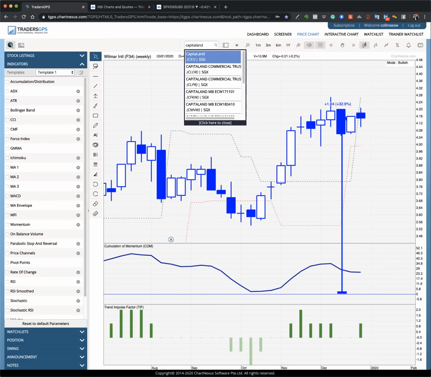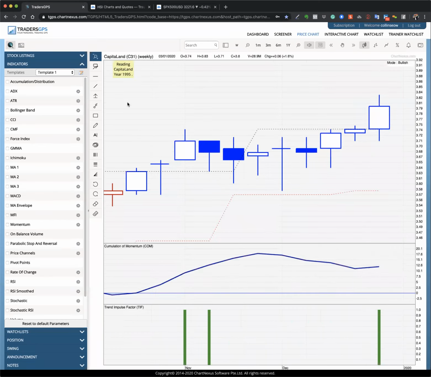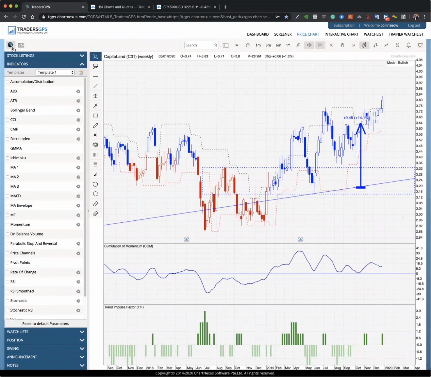Okay, next one for CapitaLand. According to your time frame, you can adjust. So if you're doing position weekly, likelihood is like a 6-month kind of trade. Right now you're up 18%, nothing much to do. Your support is around 3.58. Okay, this is support. Just hang on to the trade. CapitaLand, nothing much to do.